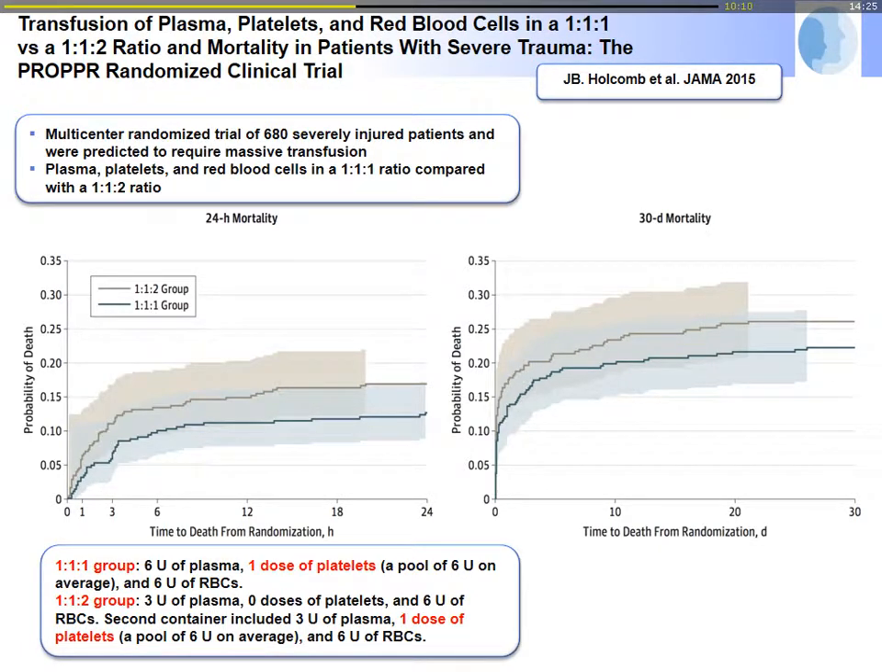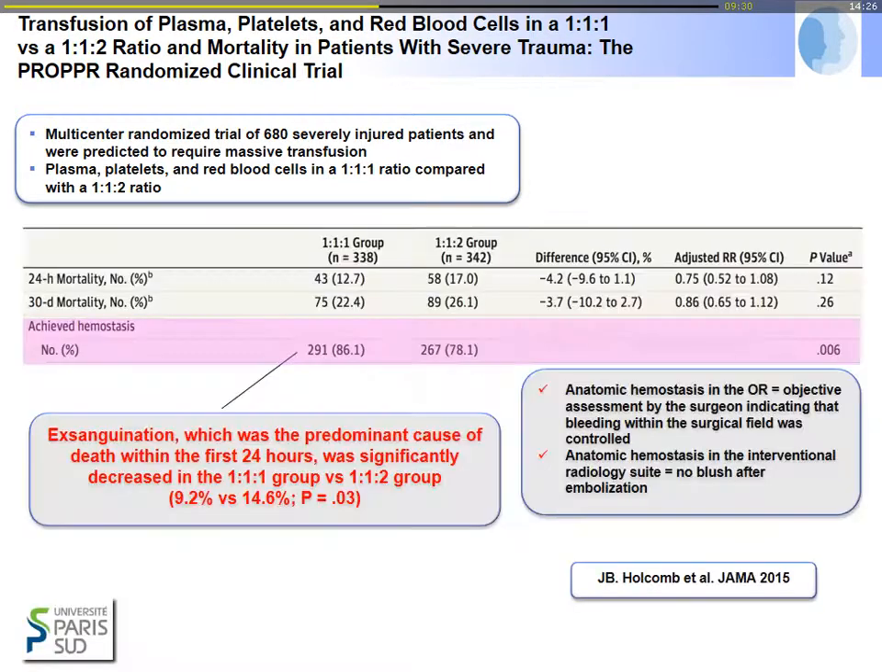But a very important remark about this study is that in the 1-1-1 group, they gave a dose of platelets in the first set of transfusion. It was not the case in the 1-1-2 group, where they gave this dose of platelets only during the second pack of transfusion. So maybe there is also a role of platelets in the results that they observe. So no effect on the mortality.